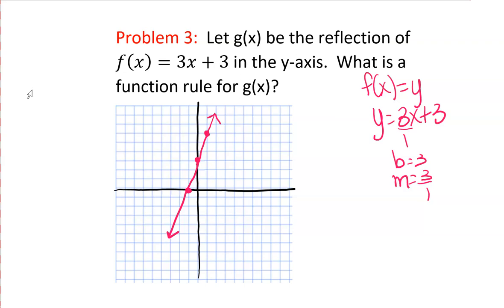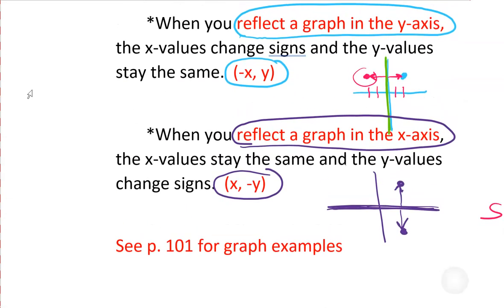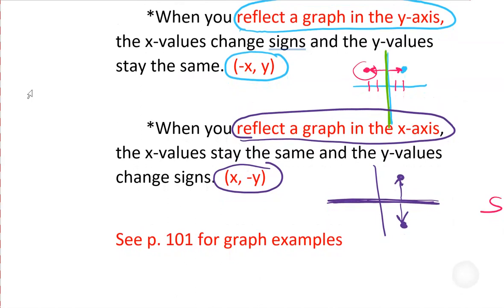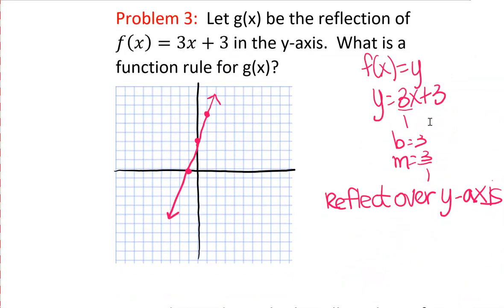So what is a function rule for g of x? Reflection over the y-axis. Reflecting over the y-axis is the blue one. It makes the ordered pair (-x, y). Whatever your ordered pairs are, we're going to flip the sign of the x and keep the y the same. So let's look at a few ordered pairs.